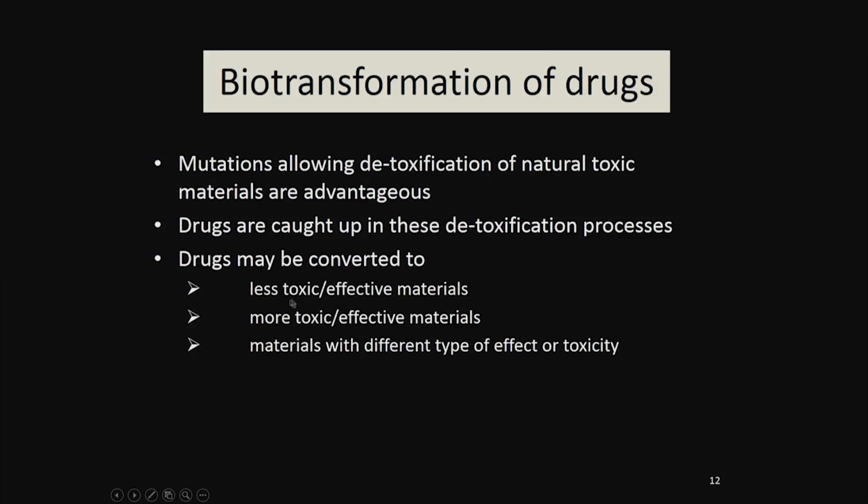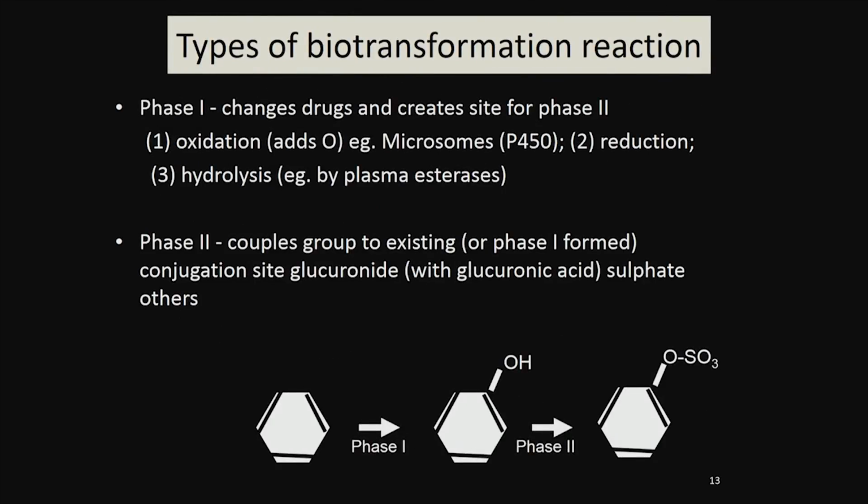So the drugs may be converted into a less toxic, effective material, a more toxic, effective material, or materials with different types of effect or toxicity. So for example, some drugs may get biotransformed and they may have some hepatotoxicity. Okay, so biotransformation is very important, one needs to look at. There are two phases of biotransformation, phase 1, phase 2. So the drug changes and creates sites for phase 2.